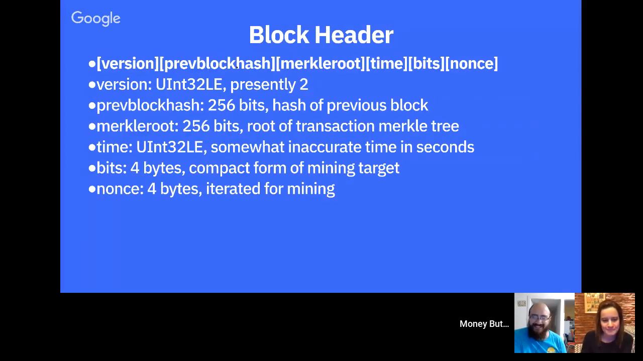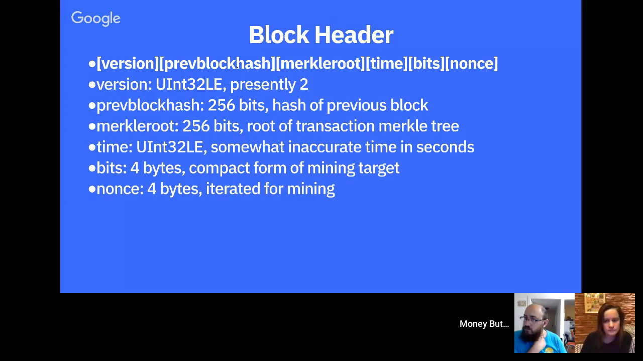Now we can understand a block header. So inside of a block, we have a block header, which consists of a version, the previous block hash. So there you see the link to the earlier block. You see the Merkle root, which is the root of all the transactions, followed by the time, followed by bits, or the difficulty, followed by a nonce. And the version is currently 2. I don't know if that's still true. I haven't double checked that in several years, but it's probably still 2.